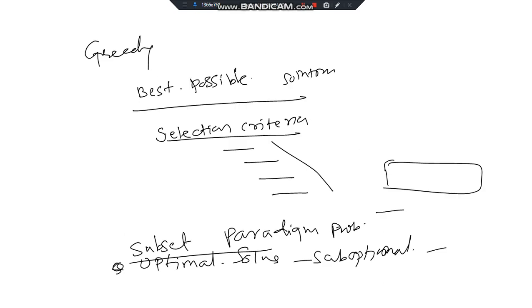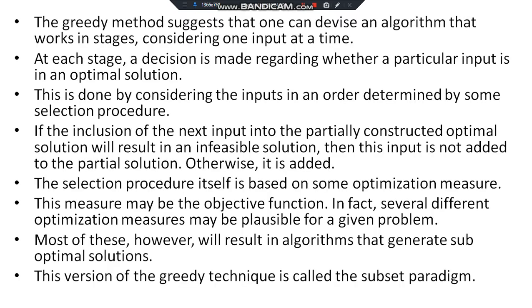Let us move ahead. How does the greedy method work? As I told you previously, the greedy method suggests that one can devise an algorithm that works in stages, considering one input at a time. At each stage, a decision is made regarding whether the particular input is part of an optimal solution or not. So we have to keep taking decisions, by considering the inputs in an order. We decide in what order we should consider them.